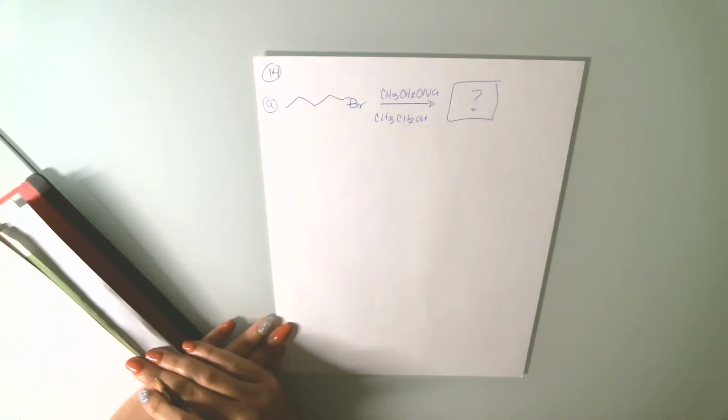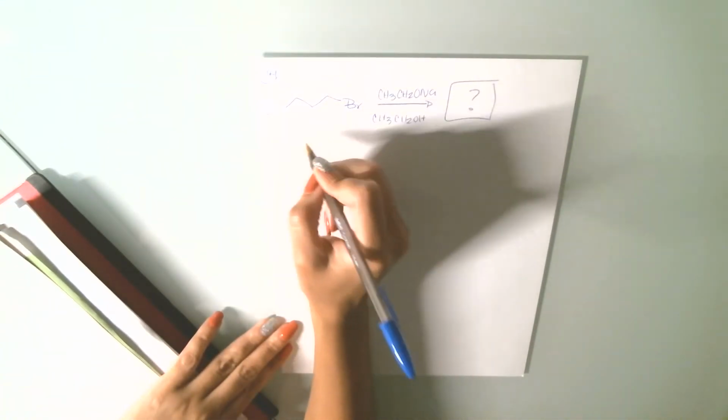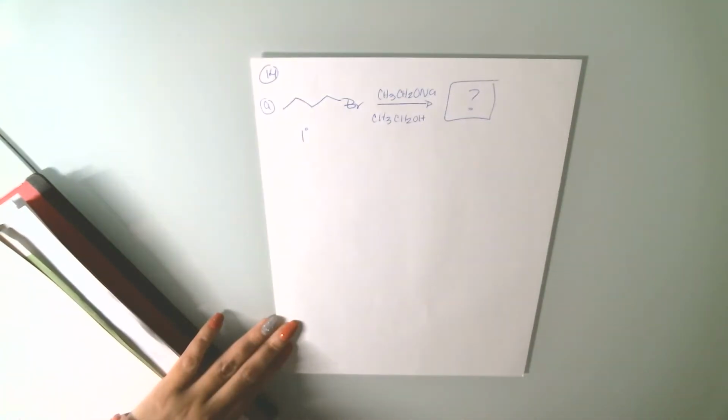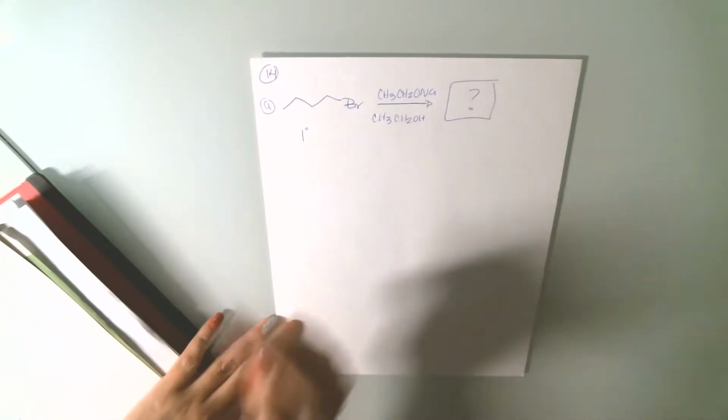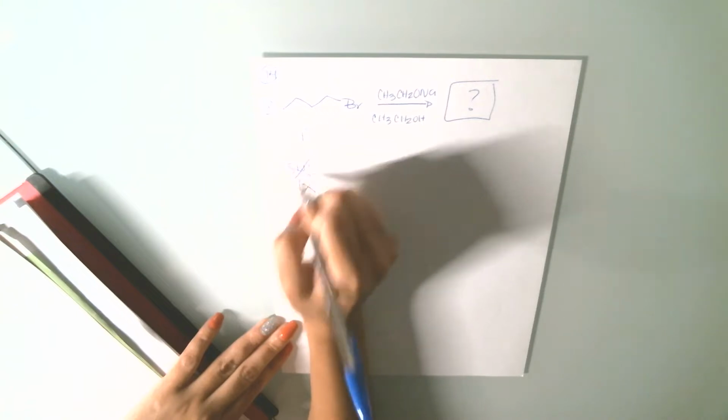Okay, when you are doing this, you need to take a look at what type of haloalkane you have. That should be the first step. So this is a primary haloalkane. And because of this, you know that the SN1 and the E1 cannot happen.